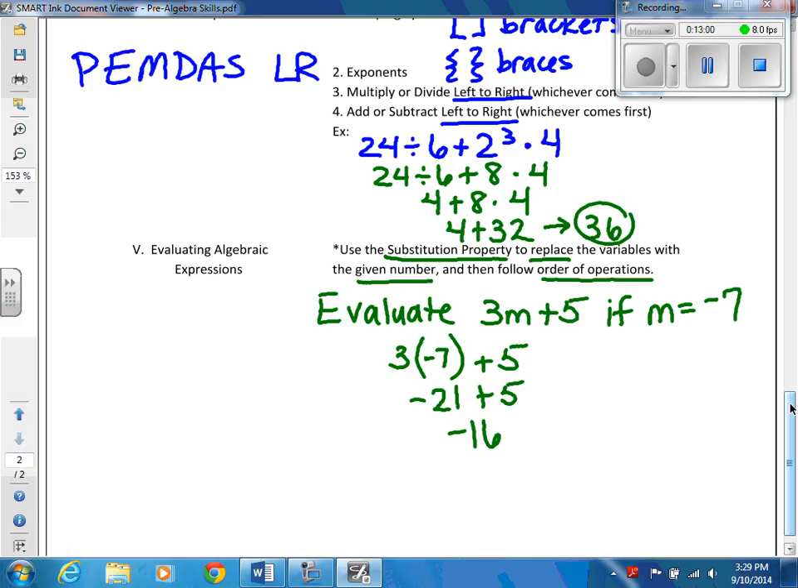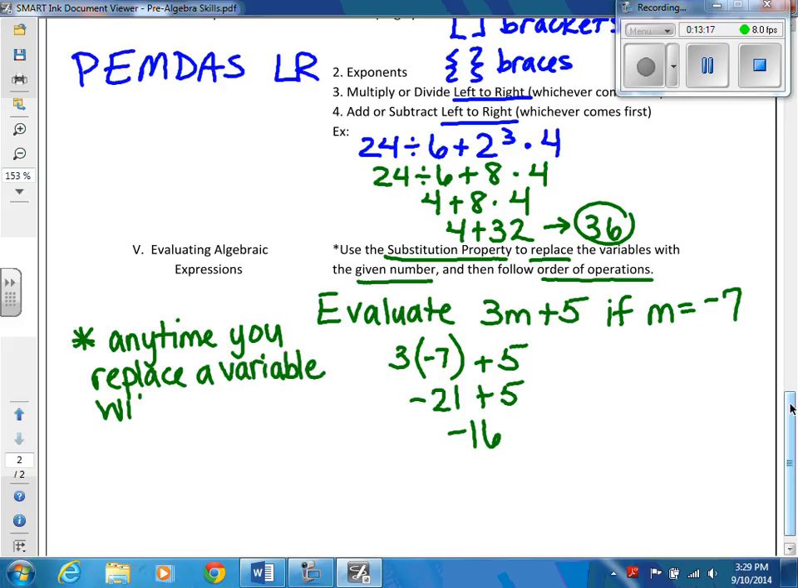Come off over here to the left and make yourself a reminder. Okay? Anytime you replace a variable, which is a letter, with a negative number, always use parentheses. Okay? And I promise you, if you train yourself that way, you will cause yourself to have much better results on all of your assessments throughout this year and any other math class that you do.